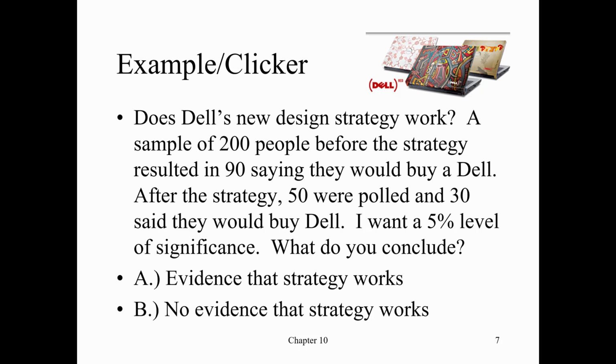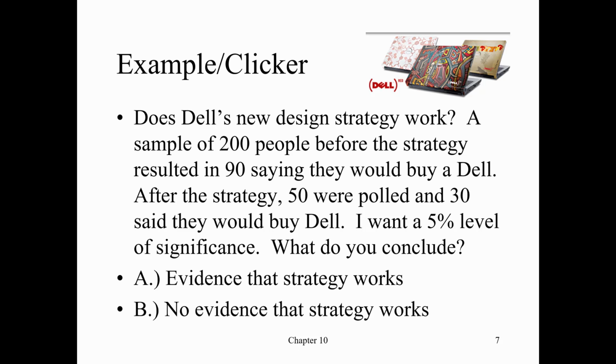Either evidence that the strategy works or no evidence that the strategy works. Okay, so let's take a deeper look at this problem. Notice that I have the before and after terminology in there. So that's an indication that this is a two-sample problem, a chapter 10 type problem. Notice also that I have 90 out of 200 and then 30 out of 50. Okay, that's an indication this is a proportion problem, not a mean or average problem. And so I basically have 90 out of 200 before and then 30 out of 50 after.